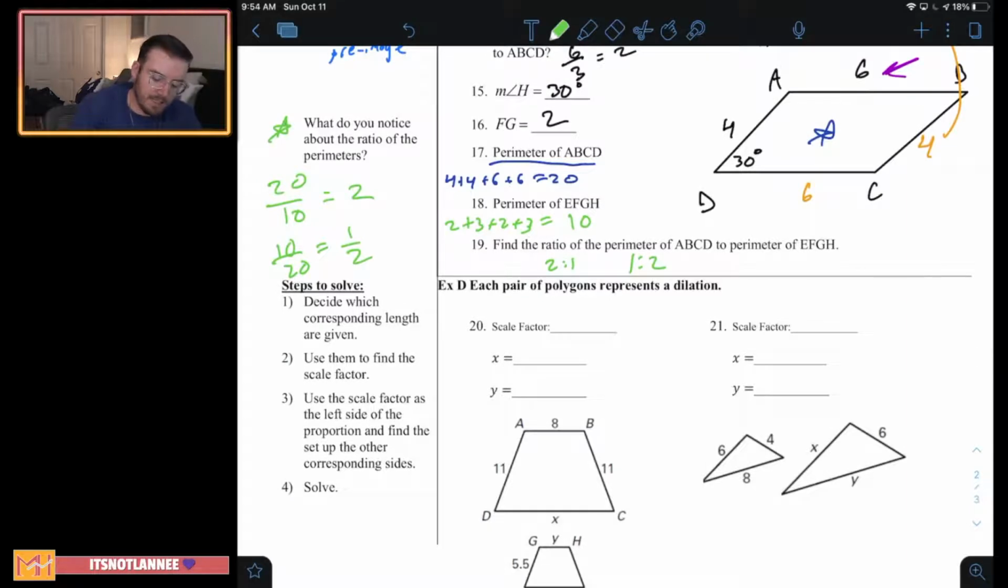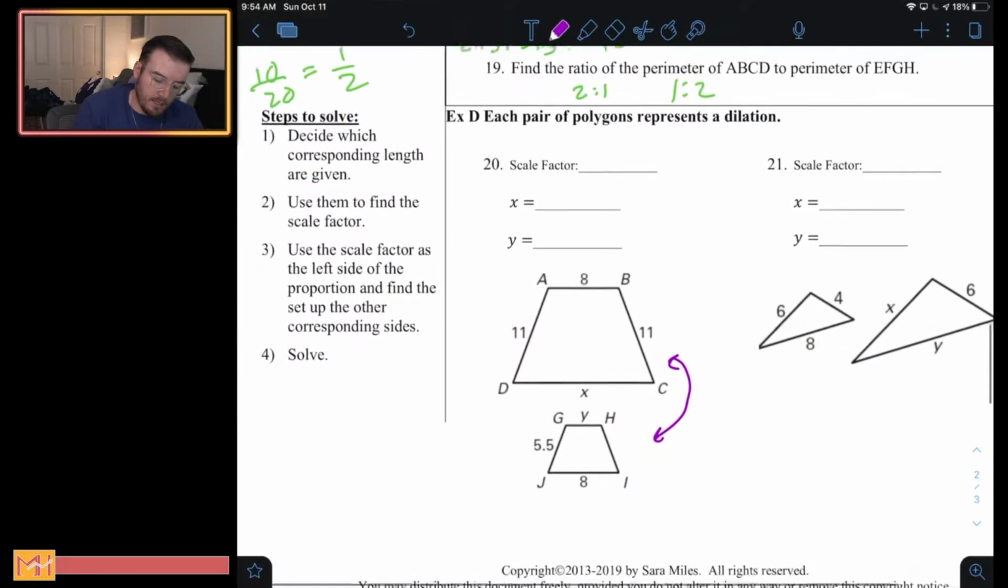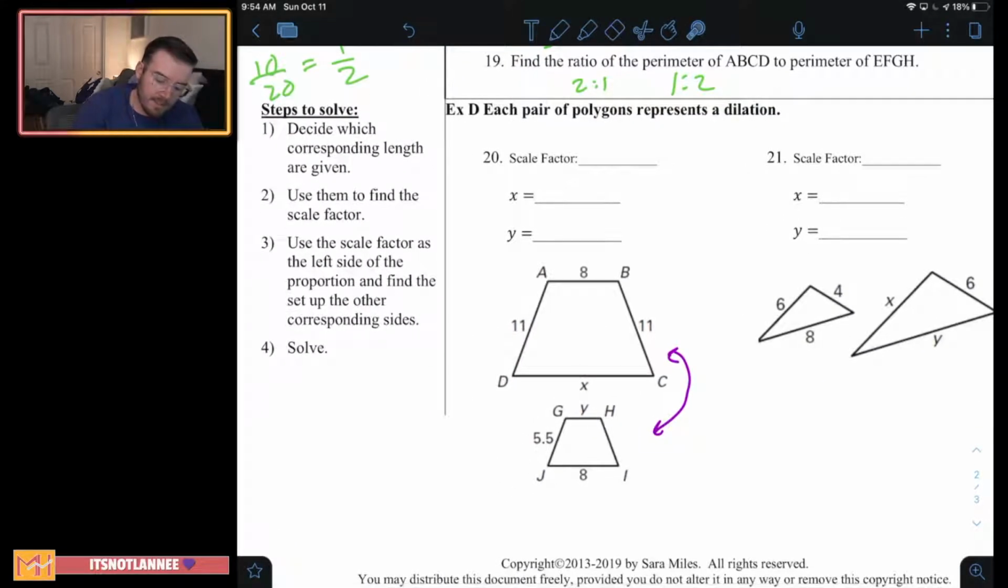So with these last two examples, we're going to work on finding scale factor and using scale factor. So these two things are a dilation of one another. You might not see exactly what takes you from 11 to 5.5.